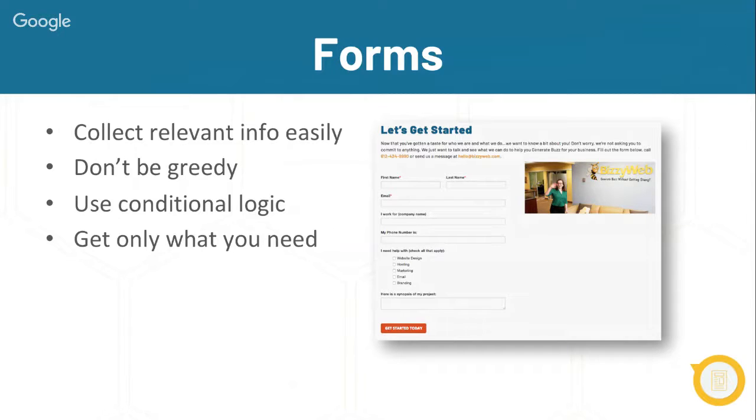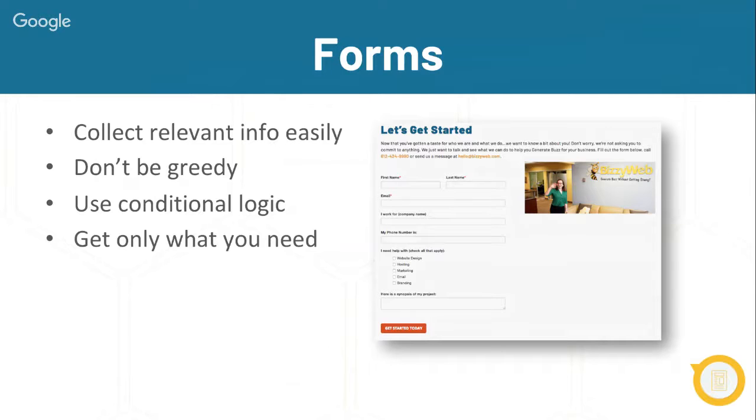The nice part about, again, with HubSpot is that it'll pre-populate a lot of the information if you already have connected with that person before, so they won't have to re-enter some information on your site. And then you can use conditional logic to make sure that that form feels smaller, even if there are a lot of questions. For example, you might say, in this case, I need help with, check all that apply: website design, hosting, marketing, and email.